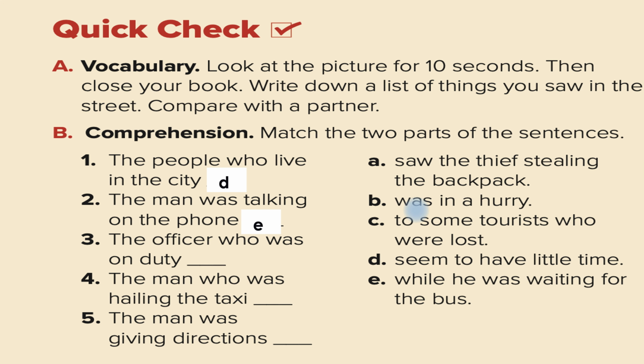Number 3, the officer who was on duty. A, saw the thief stealing the backpack. Now number 4, the man who was hailing the taxi. B, was in a hurry. Number 5, the man was giving directions. C, to some tourists who were lost.